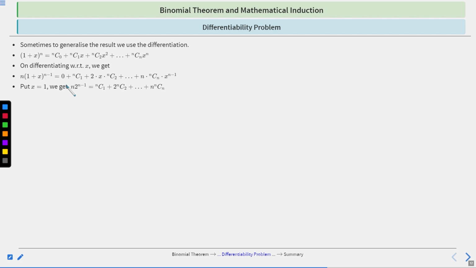So (1 + x)^n can be represented as nC0 + nC1 x + nC2 x² till nCn x^n. On differentiating both sides with respect to x, we get n(1 + x)^(n−1) = 0 + nC1 + 2x nC2 till n nCn x^(n−1). Now let's put x equal to 1 on both sides. You will get n·2^(n−1) = nC1 + 2 nC2 + ... + n nCn, right? So this is a differentiability problem.